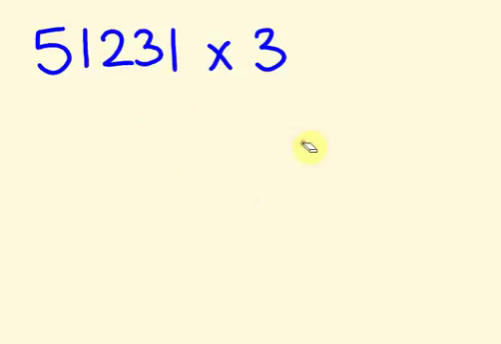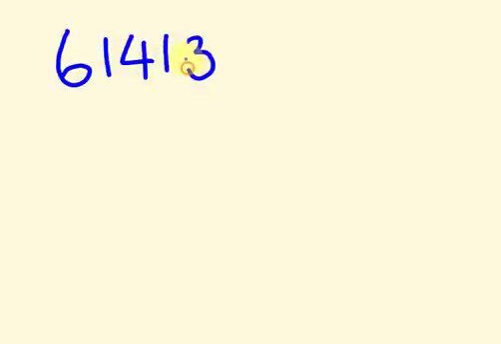I'm going to give you another one now. Hopefully you do pretty good with this. What about we do a different one here? What about we do something, say, like 61,413. I'll write that number down. 61,413, and we'll times that number by 4.